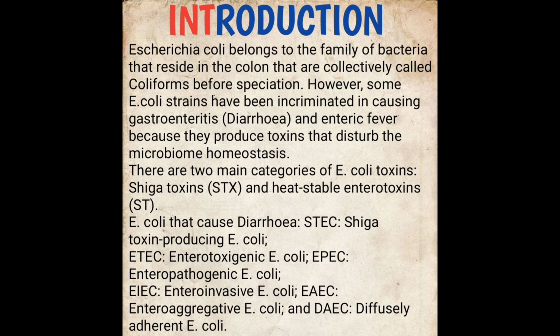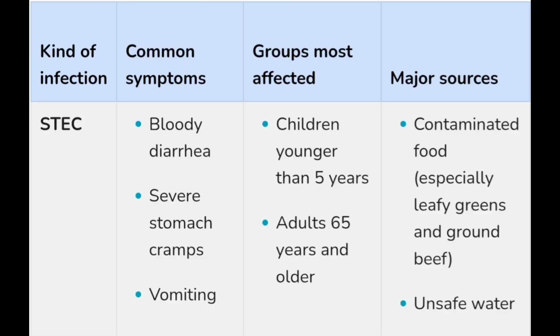But at times there are toxin-producing E. coli, and these are the Shiga toxin type, and others I have listed: invasive, enteropathogenic, enterotoxigenic. This table shows the kind of infection, common symptoms, group most affected, and major sources. Like I had earlier said, children are most affected.